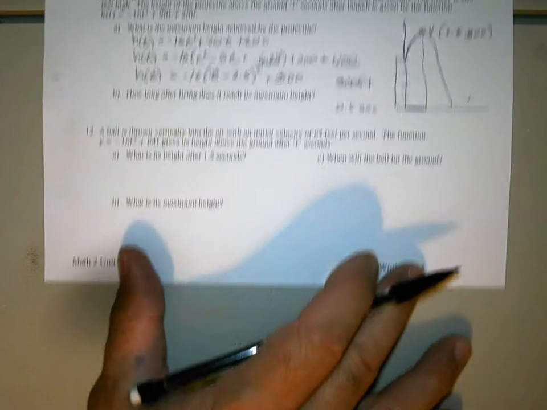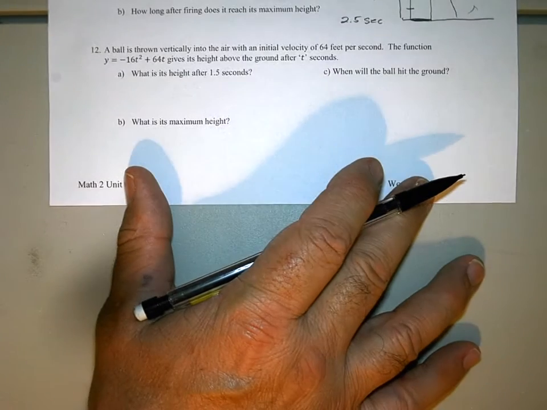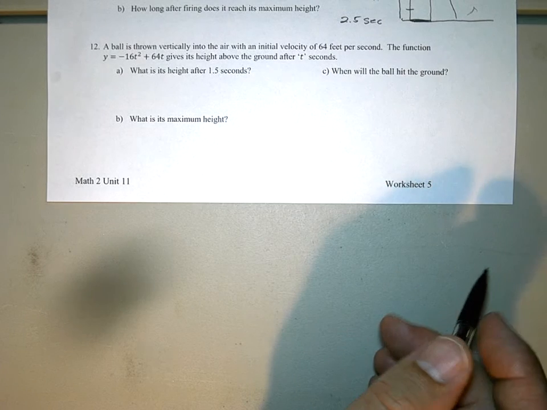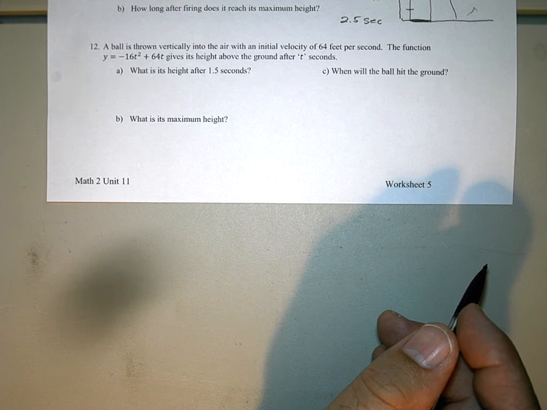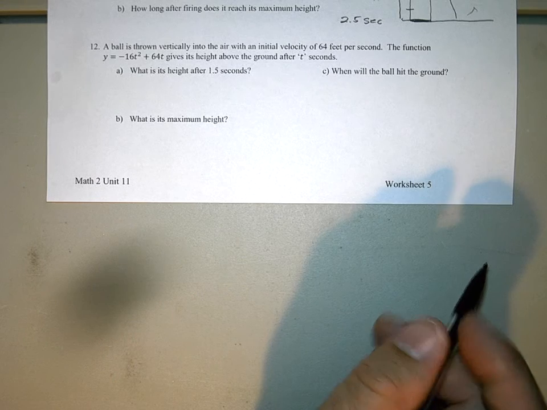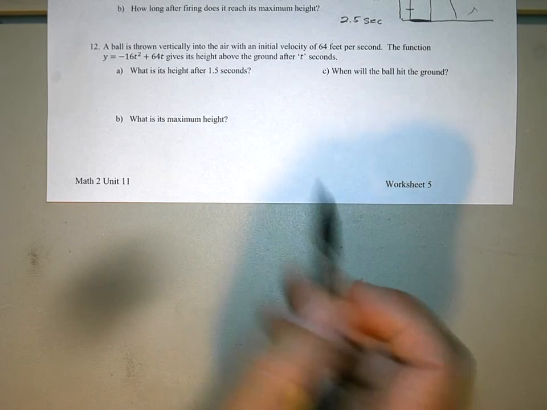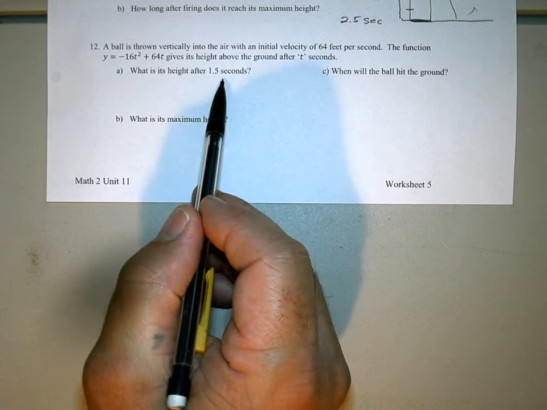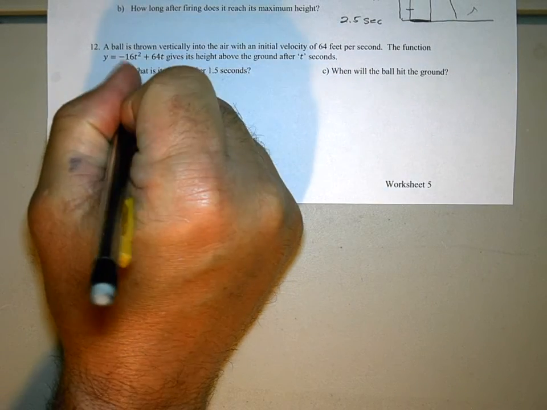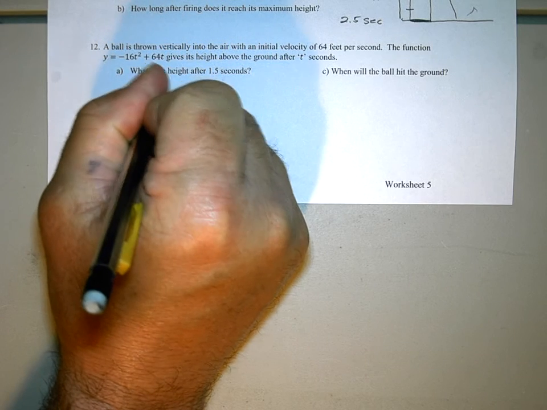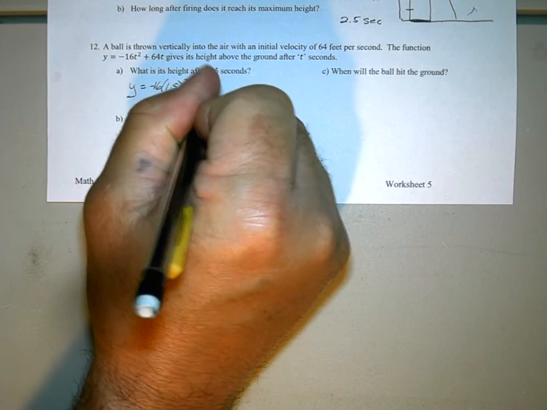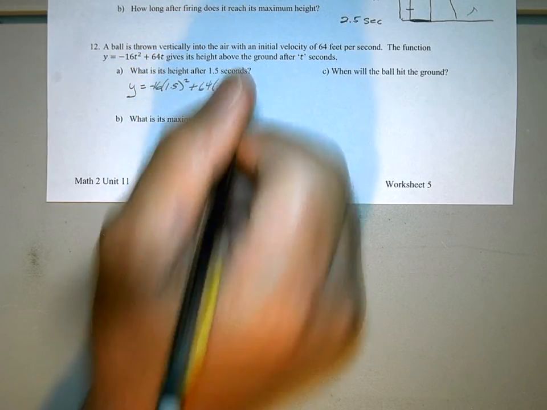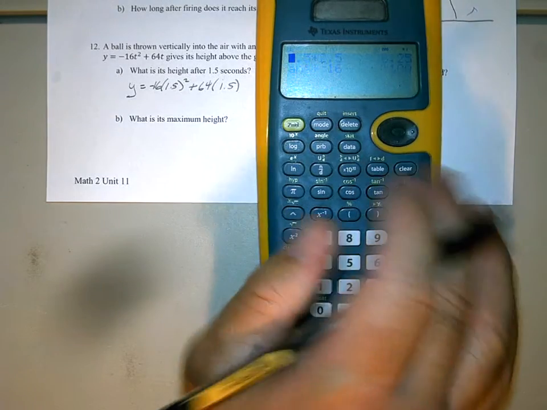All right, going on to number 12. A ball is thrown vertically in the air with an initial velocity of 64 feet per second. The function y equals negative 16t squared plus 64t gives its height above the ground after t seconds. What is the height after 1.5 seconds? All right, well for this we don't have to do anything. We'll just go ahead and plug in 1.5. So that's y equals negative 16 times 1.5 squared plus 64 times 1.5. And we'll plug that into our calculator here.